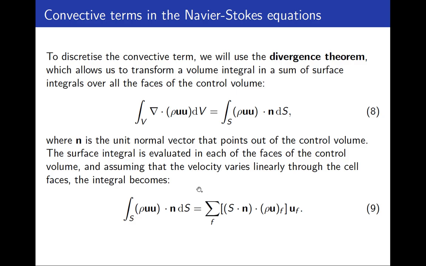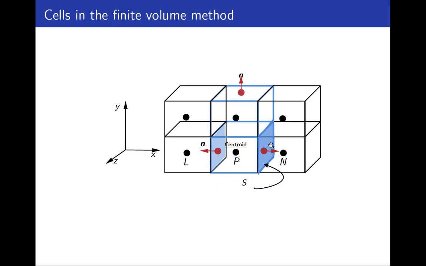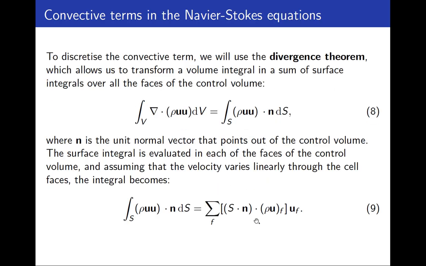This surface integral will have to be evaluated in each of the phases of the control volume, and assuming that the velocity varies linearly through the cell phases, this integral can be computed as this expression, where S is the surface of each of the phases of the cell. Then you have to multiply by the unit normal vector, and then by this product between density and velocity. But this velocity has to be evaluated at each of the phases of your cell.